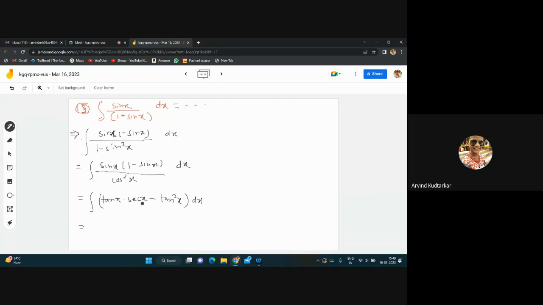So integration of sec x tan x is sec x minus integration of tan square. It is not possible to find the integration of tan square directly, so indirectly we can find it. Tan square x means what? Sec square x minus 1. Why do we express it in sec square? Because it is possible to find the integration of sec square.